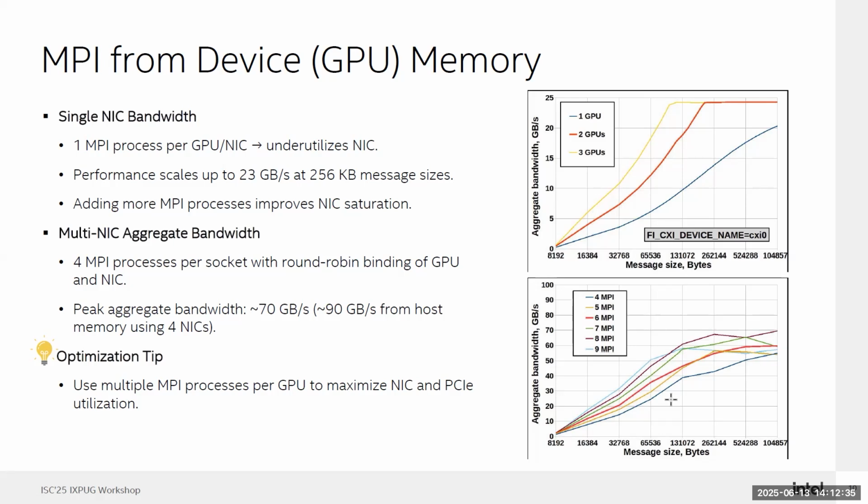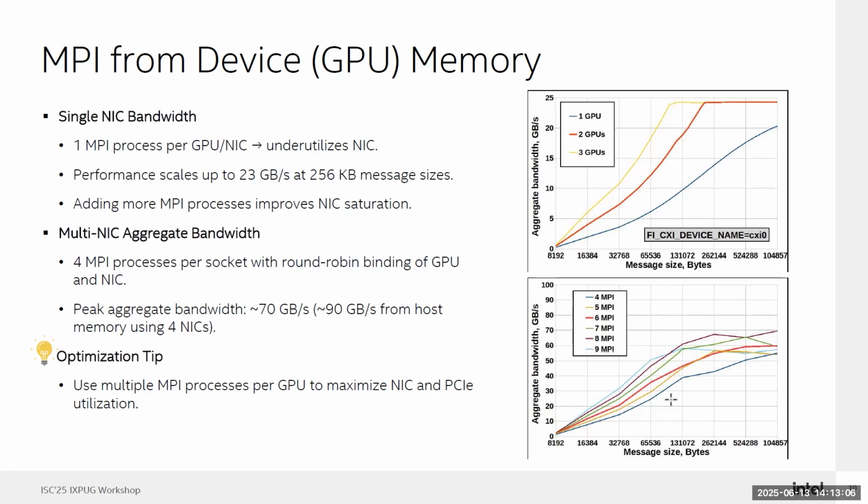Next, we look at the off-node bandwidth. And similar to the previous slide, we are increasing the number of MPI processes, and they are sharing the 4 NICs within the socket. So in this case, for 4 MPI processes, we will have 1 MPI process per NIC, but because we have only 3 GPUs, 2 of the ranks will use the same GPU. And in this case, we are able to reach an aggregate bandwidth of around 70 gigabytes per second.